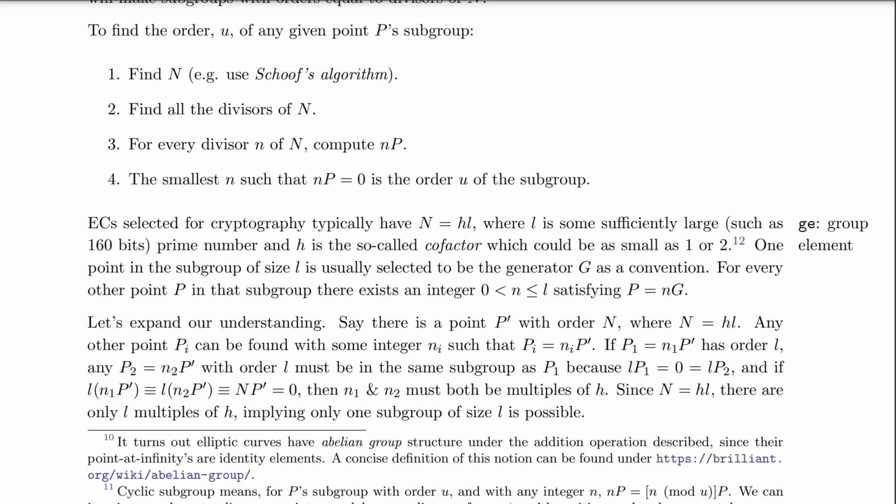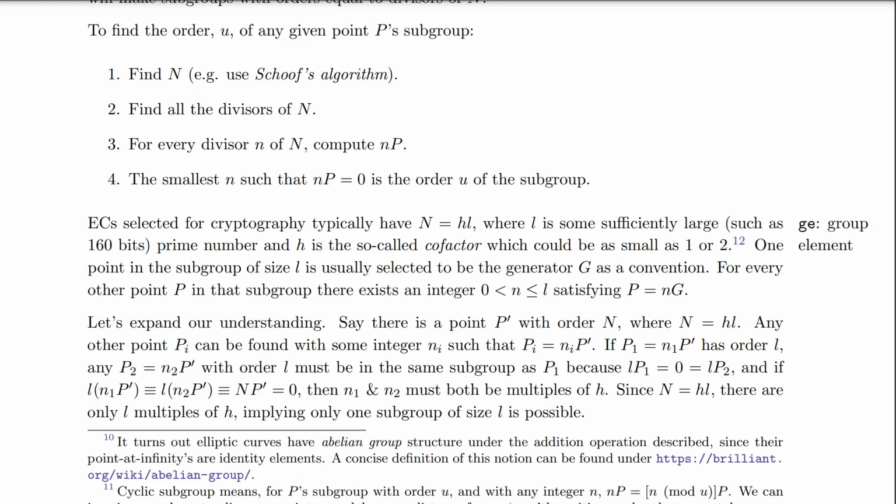And in this example, we notice that both of the points that we've generated have order L. And in the case that both of the points that we've generated have order L, it might be interesting to ask, are they, by definition, in the same subgroup with order L? Like, is it possible to have different subgroups with order L?